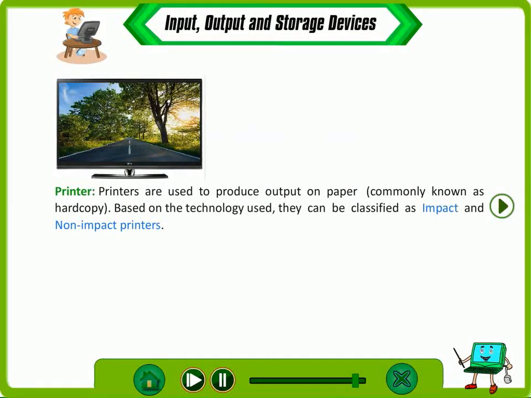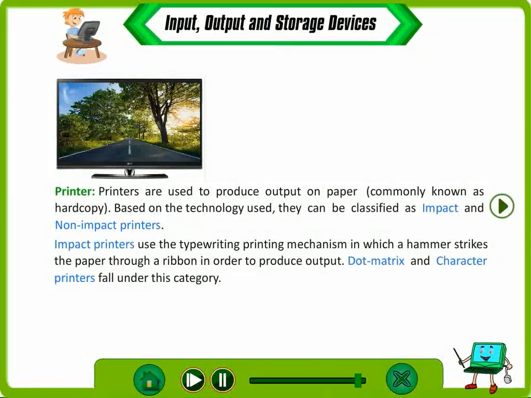Printer. Printers are used to produce output on paper, commonly known as hard copy. Based on the technology used, they can be classified as impact and non-impact printers. Impact printers use the typewriting printing mechanism in which a hammer strikes the paper through a ribbon in order to produce output. Dot matrix and character printers fall under this category.